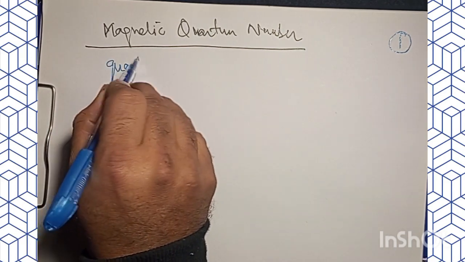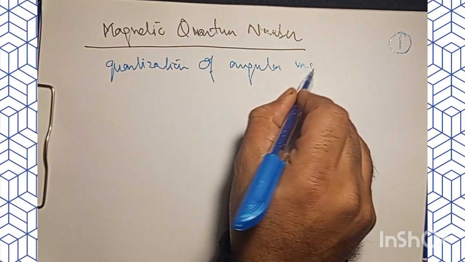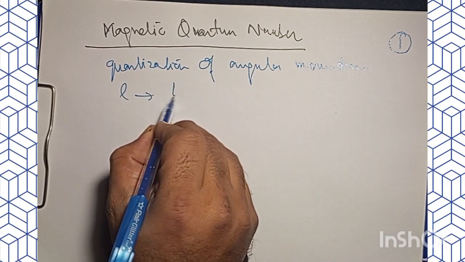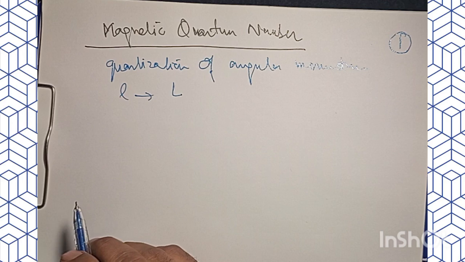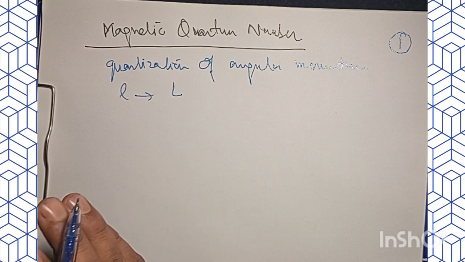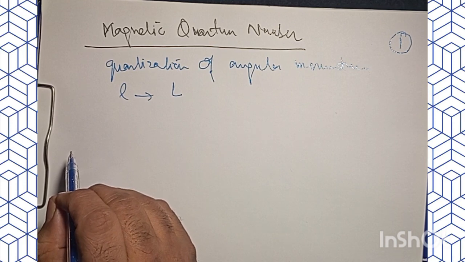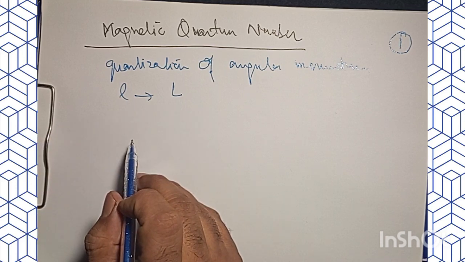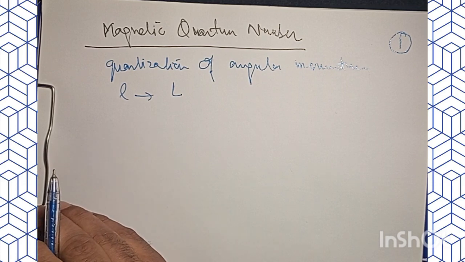So we have here quantization of angular momentum. This orbital angular momentum determines the magnitude of L, the magnitude of angular momentum of the electron. Unlike linear momentum, angular momentum is a vector quantity, and we can specify its direction and magnitude.